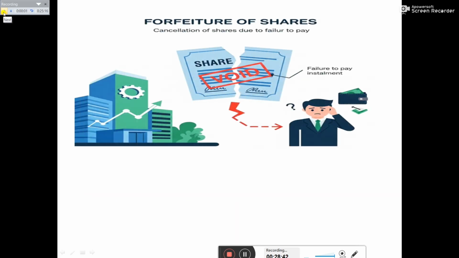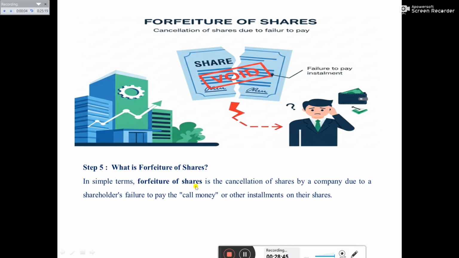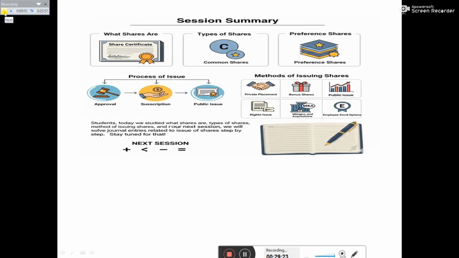So after that, if the shareholder won't pay the amount, after making 3 calls, the company cancels their share. Forfeiture of shares is the cancellation of shares by the company due to the shareholder's failure to pay the call money. When we don't pay the call money, installment money, by the due date, the company has a right to cancel that share. That is what we call forfeiture of shares. So these are all the procedures involved in issuing of shares.